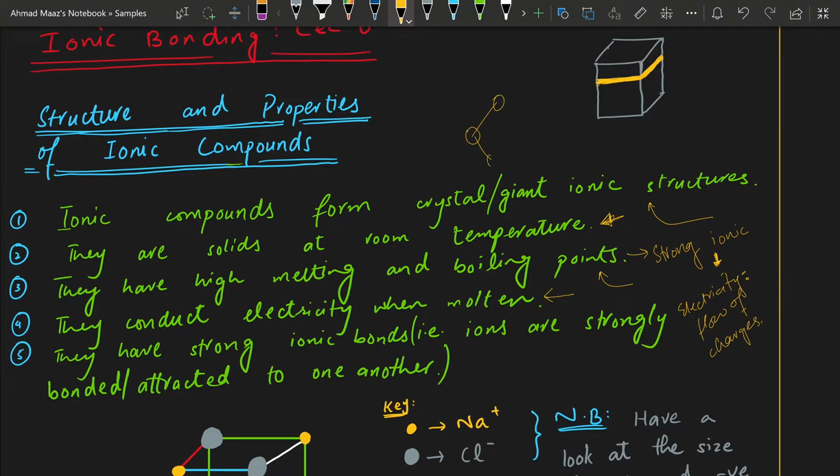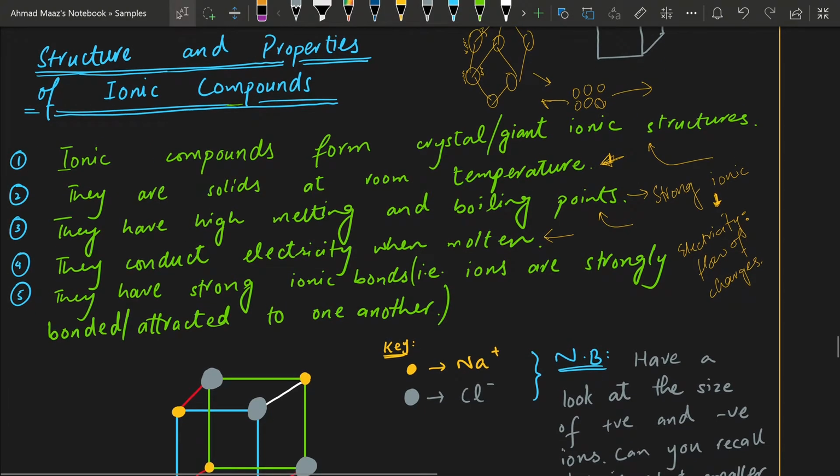For example, this is a crystal. The ions will only vibrate in their fixed positions. They cannot leave their places. But once they are molten, they lose their crystal structure and they become liquid. They can now flow here and there. They do not have those bonds holding them. They are free to move. Once they are free to move, then they can conduct electricity.